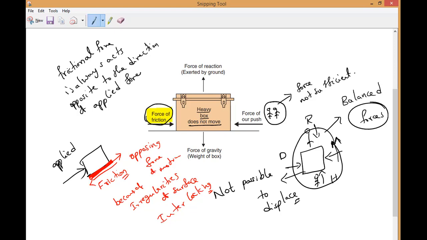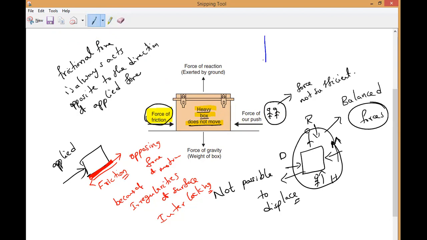Now, why is this box not moving here? Can anybody tell me? Yes, please, Arun Kailash, late always. The force is balanced, because the force applied by this push is exactly equal to the force of friction. In the same way, there is a force which always acts downward. We studied it in Chapter 1. What is the force acting downwards?